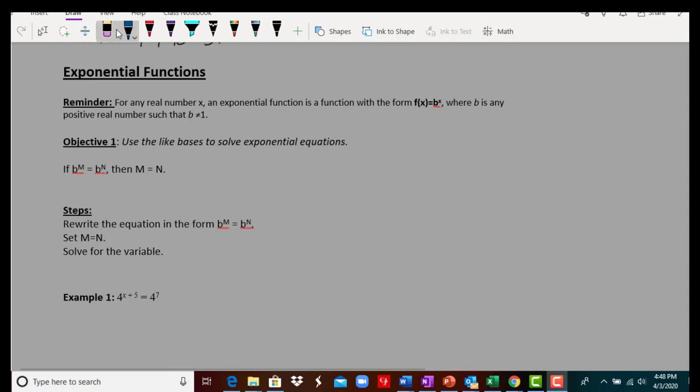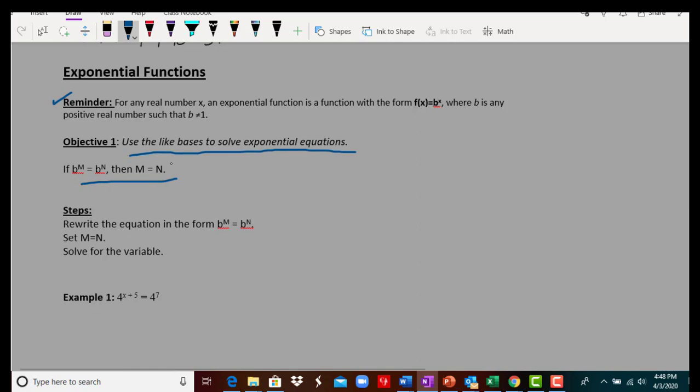All right, today's video is going to be on exponential functions, specifically on how to solve using the same bases. Just a quick reminder, for any real number x, an exponential function is a function of the form f of x equals b to the x, where b is any positive real number. Our first objective is to use the same bases to solve exponential equations. If I have b to the m equals b to the n, then we drop the bases and set the two exponents equal to each other, so m equals n.